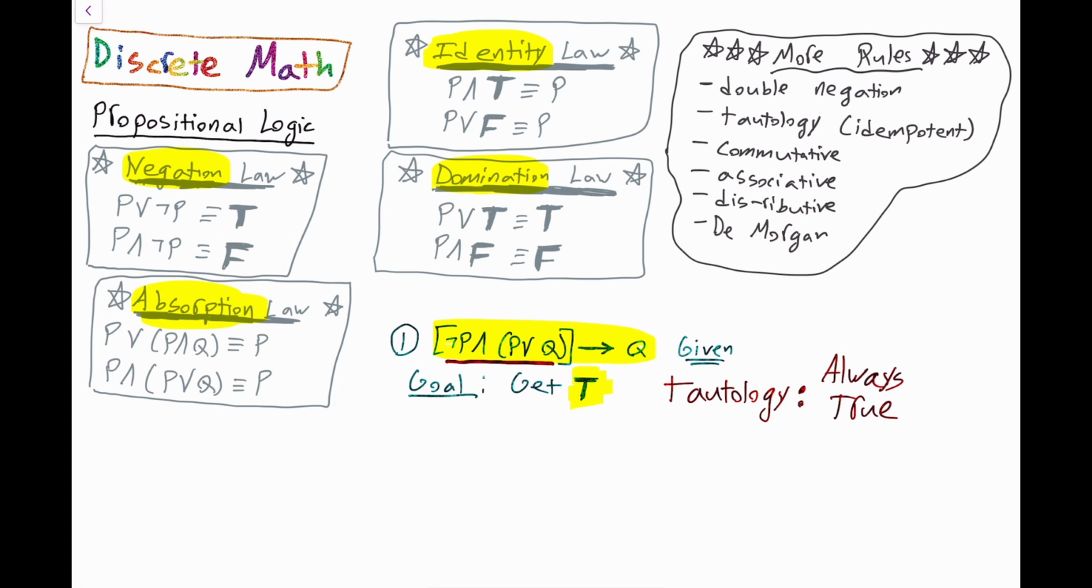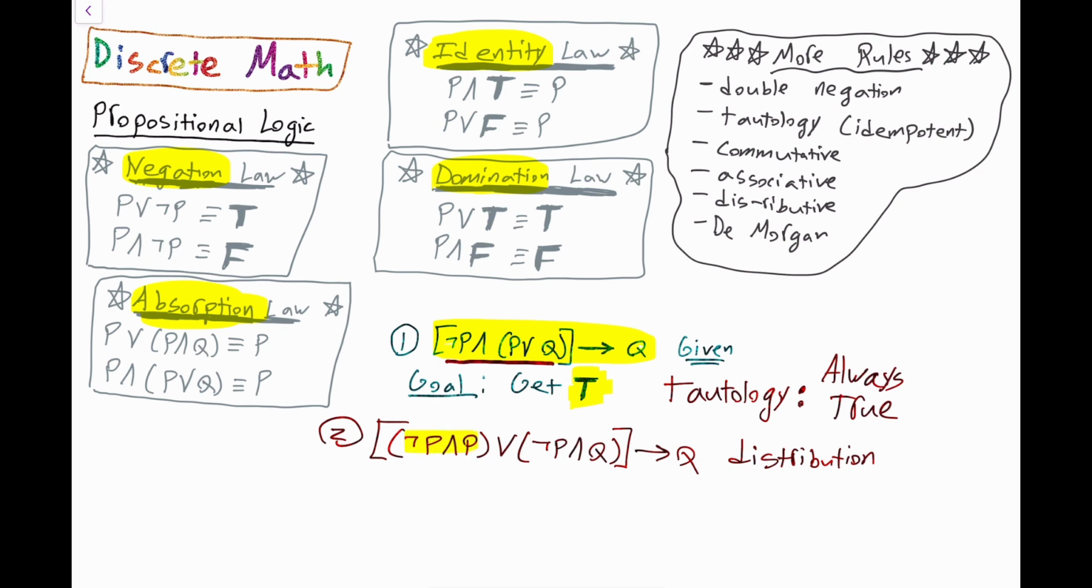Well, the only way is through the distributive law, or the distributive rule. So for line 2, we can get bracket, parentheses, not p and p, close parentheses, or parentheses, not p and q, close parentheses, close brackets, arrow, q. And we did that by distribution. Now notice we have this not p and p, but that's just a contradiction, and so it's necessarily false.